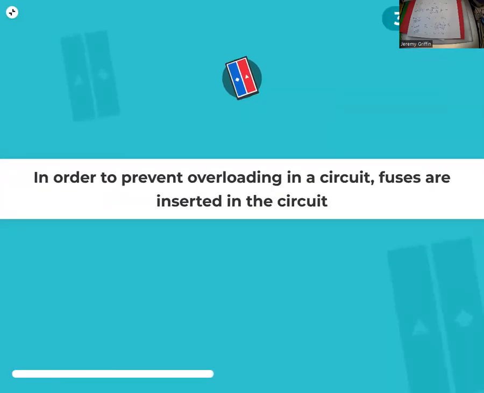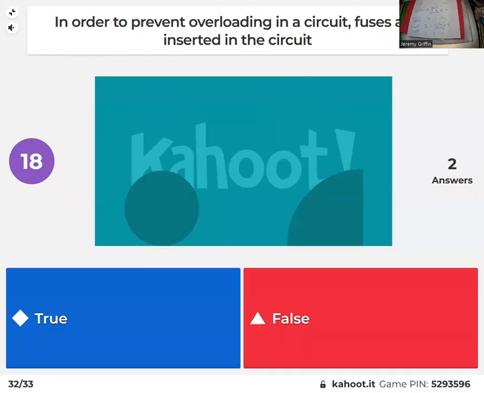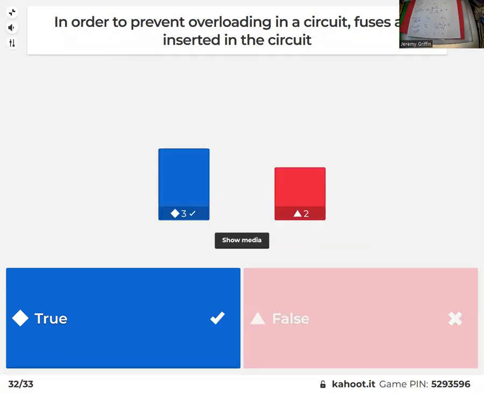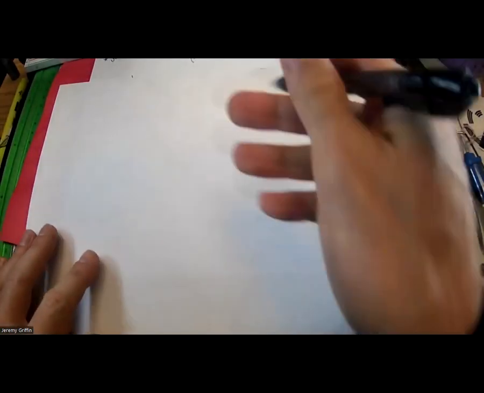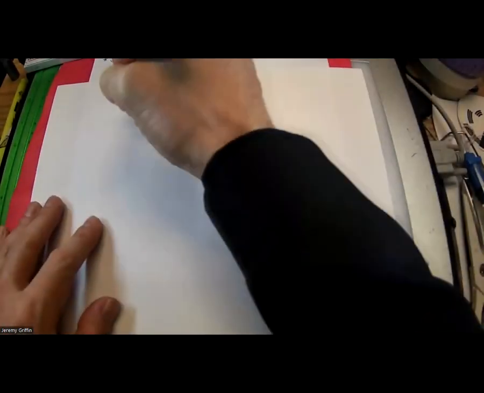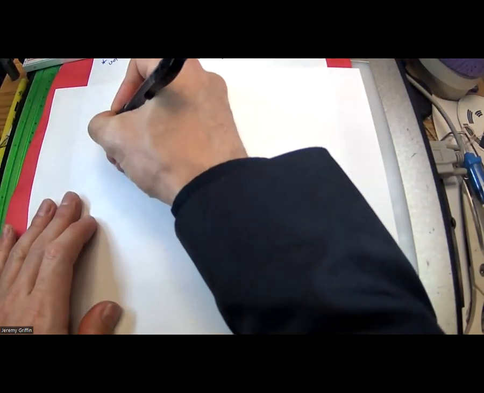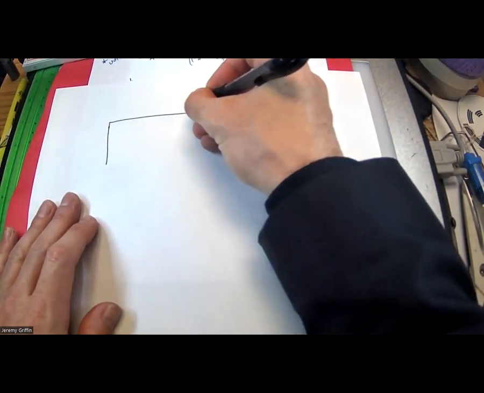In order to prevent overloading in a circuit, fuses are inserted. Kind of got this question earlier. Yeah, true. But the question that I like more, I'm going to give you guys a lead into this last question. It's also about fuses, but it's the more critical thinking type question. How should you put a fuse in a circuit? Okay, I'll give you guys a couple of options. I want you to think, which one looks like the correct one?